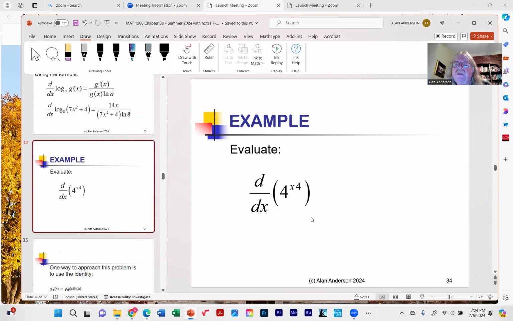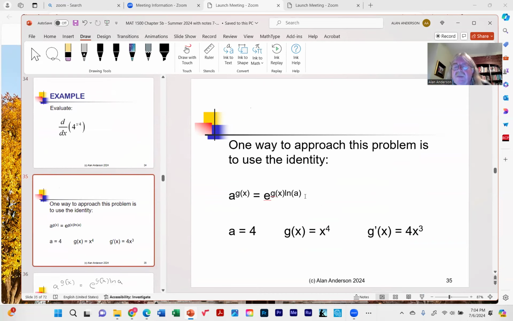This is one of those cases where we have to decide which form this takes and which formula we should be using. In a case like this, there is one way that we might be able to make it a little easier on ourselves, and that would be this identity: a raised to the g of x power equals e to the g of x power times the log of a.